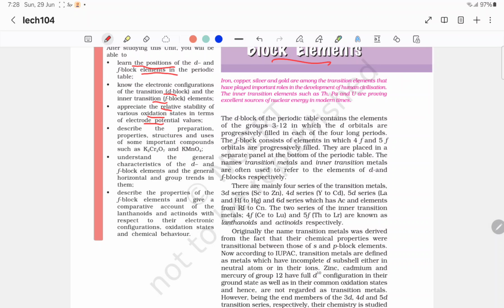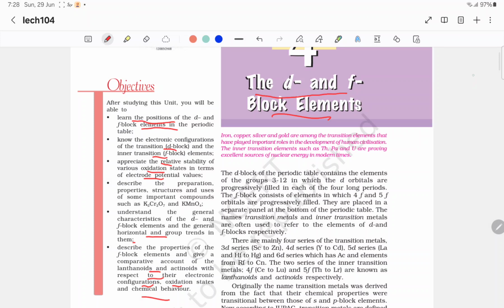Understand the general characteristics of the d and f block elements and the general horizontal and group trends in them. Describe the properties of the f block elements and give a comparative account of the lanthanoids and actinoids with respect to their electronic configuration, oxidation states and chemical behavior.